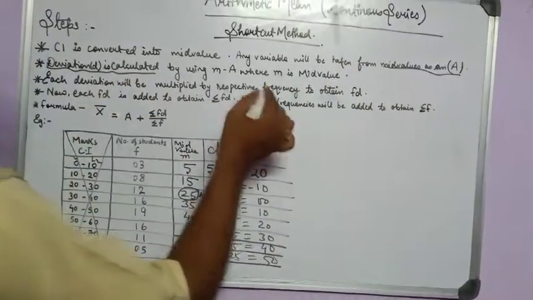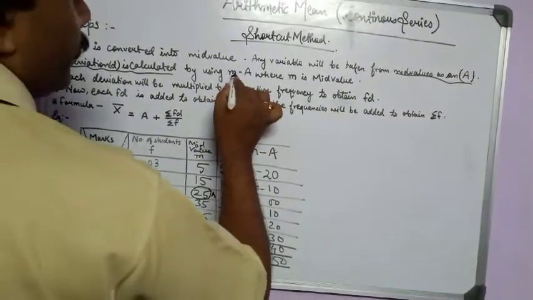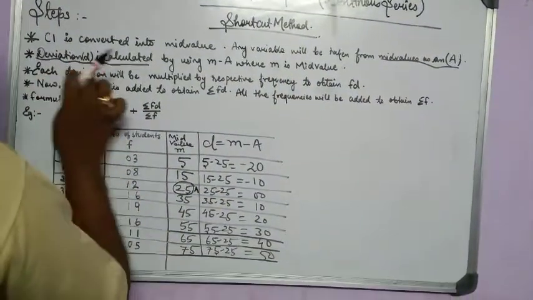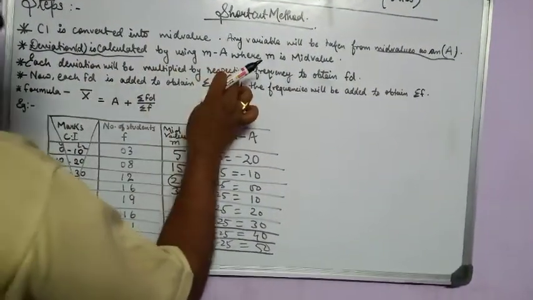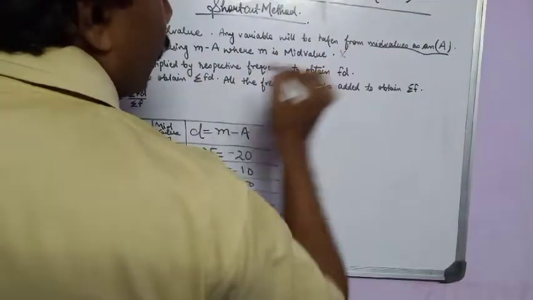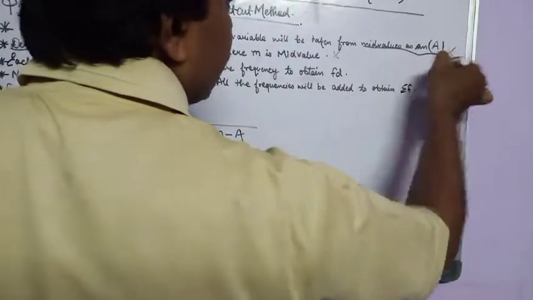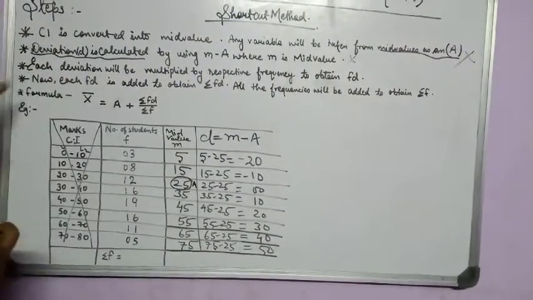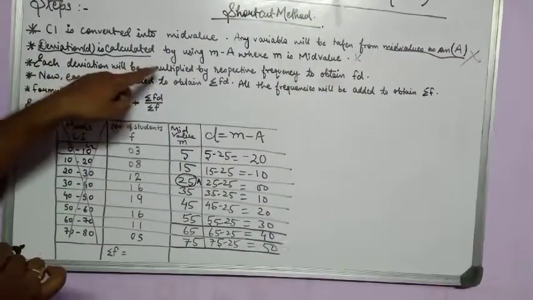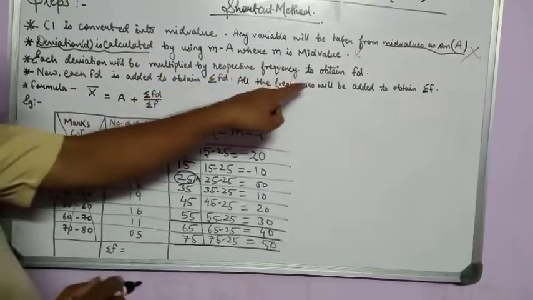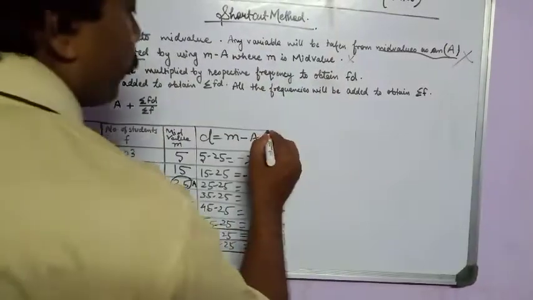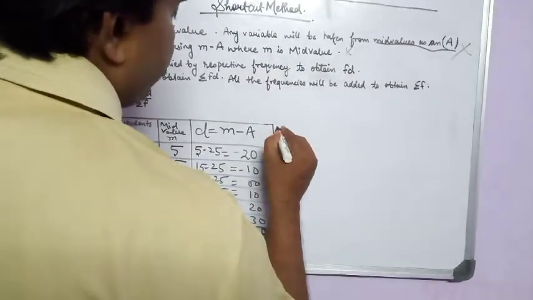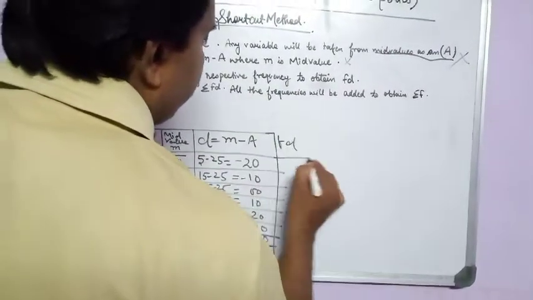So again, M minus A, where M is the mid value. This has been completed. Clear? Now come to the next step. Each deviation will be multiplied by the respective frequency to obtain FD. So now come here, FD.